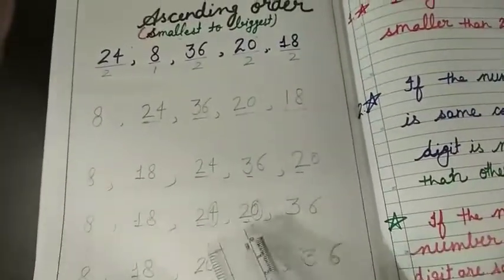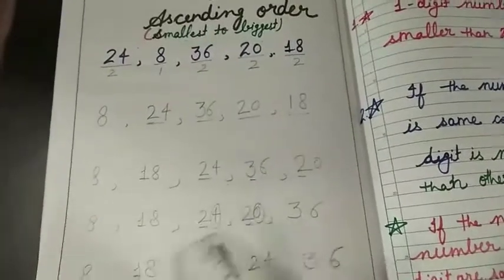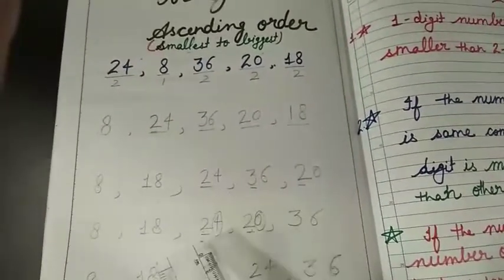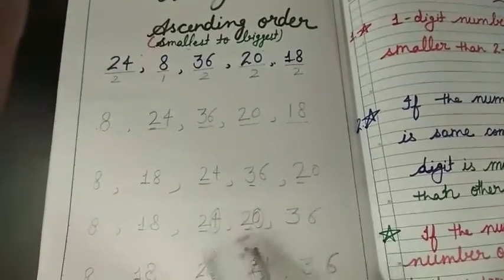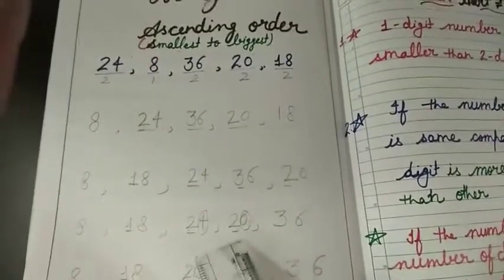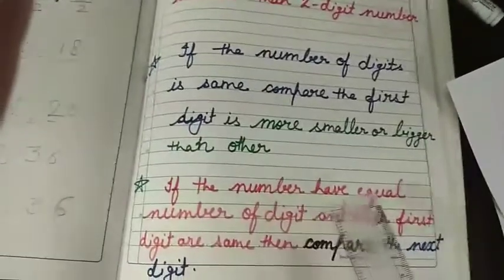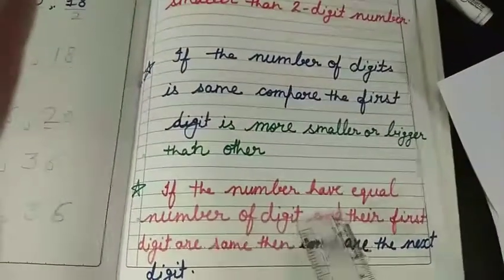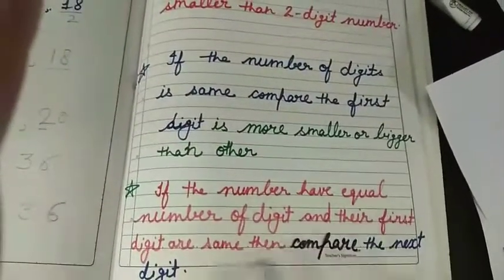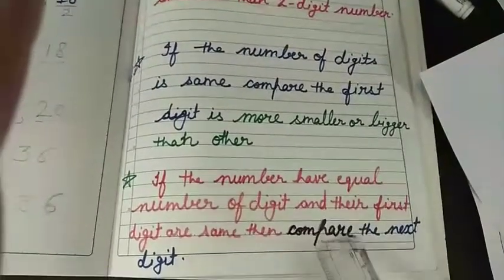24, 20, they both have the same digit. That's why we are writing here, because 2 is smaller than 3. Now what is the third rule here? If the numbers have an equal number of digits and their first digits are the same, then compare the next digit.